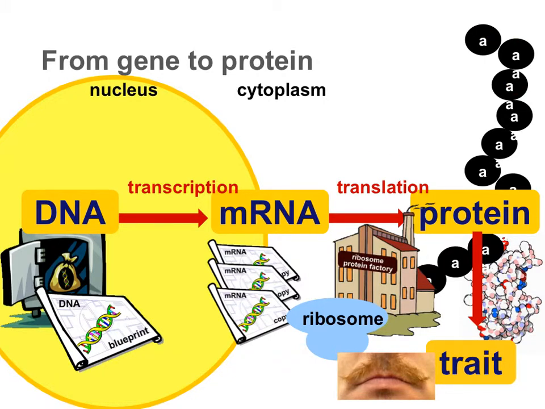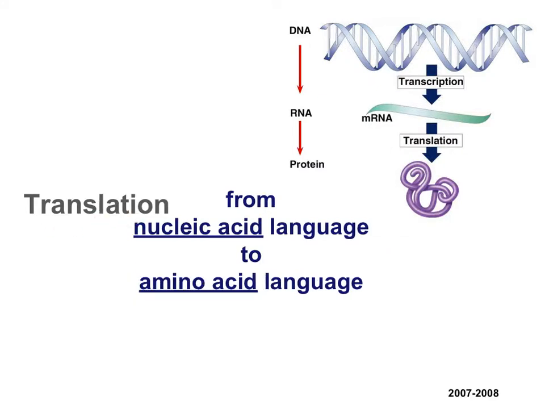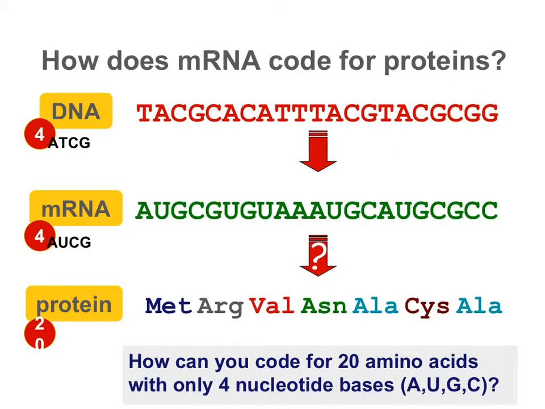Remember that the building blocks of proteins are specific amino acids. So we have already talked about the transcription process. We now want to move further into the translation process. Translation is going from a nucleic acid language of RNA to an amino acid language. So the question is, how can we code for the amino acids with only 4 different nucleotides?